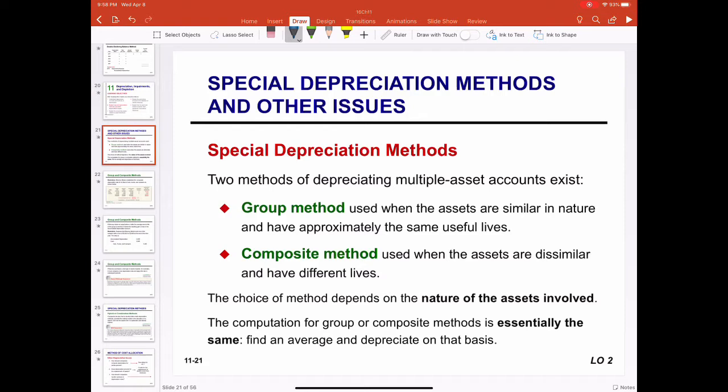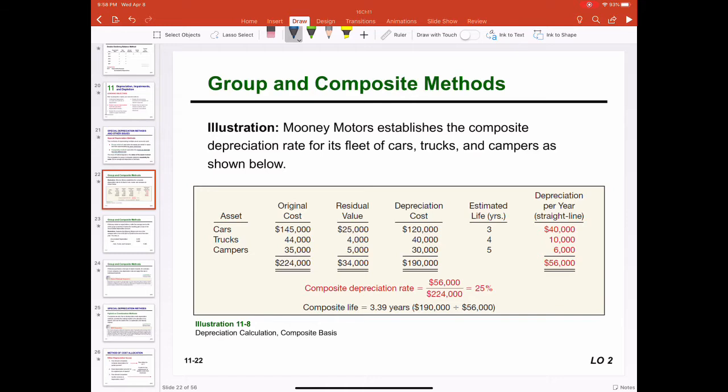So the group methods and the composite methods are similar. The only difference is group methods are used for the assets which have similar useful life, and the composite methods are used for the assets which do not have similar useful life. So in this example, there are 3 different fixed assets. They have different useful life.